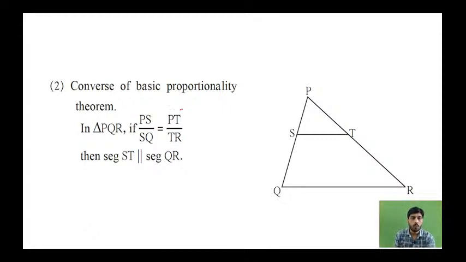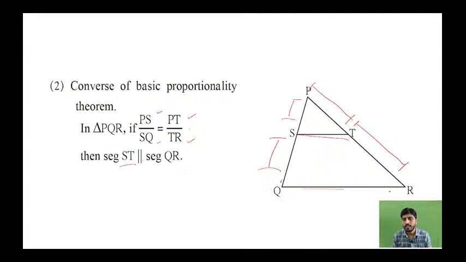Second was the converse of the basic proportionality theorem. This theorem says that if in triangle PQR, PS upon SQ, that is this segment PS upon SQ till here, will be equal to PT upon TR, that is this segment PT upon TR. If this ratio is equal to this ratio, then we can say that segment ST will be parallel to segment QR.